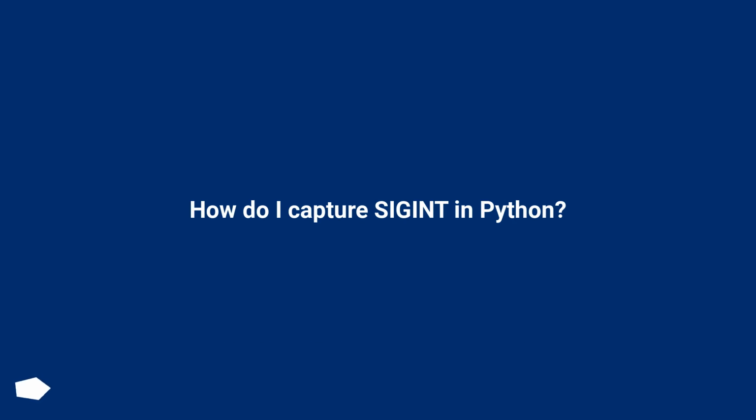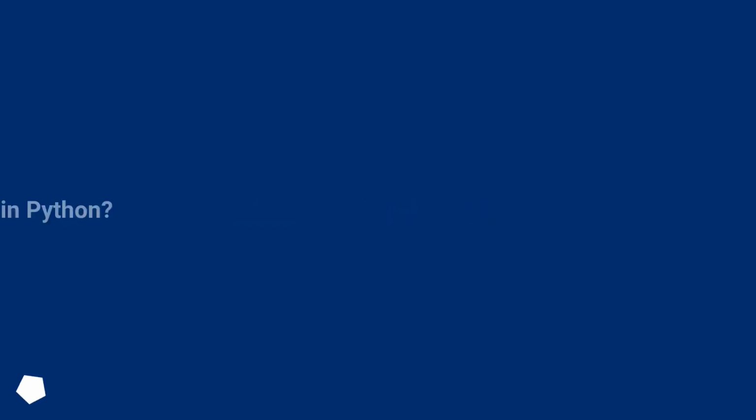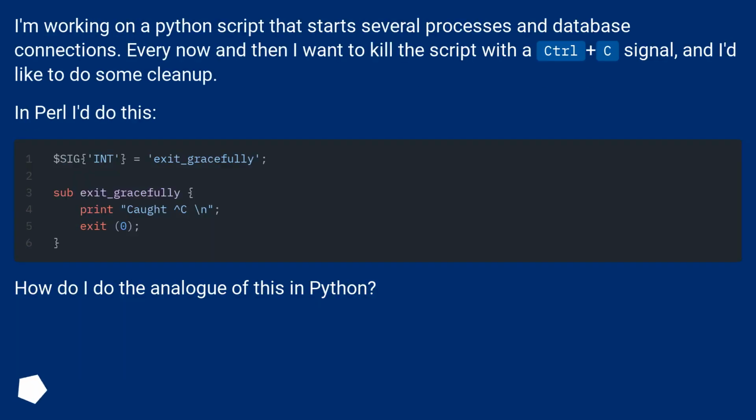How do I capture SIGINT in Python? I'm working on a Python script that starts several processes and database connections. Every now and then I want to kill the script with a Ctrl+C signal, and I'd like to do some cleanup. In Perl I'd do this. How do I do the analog of this in Python?